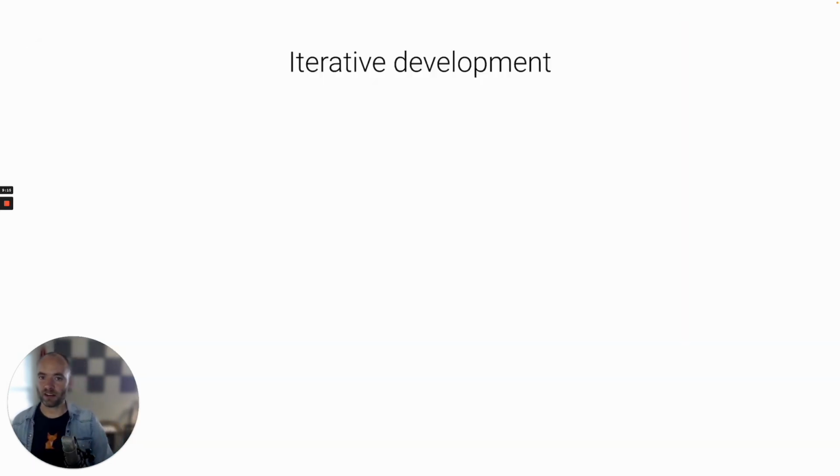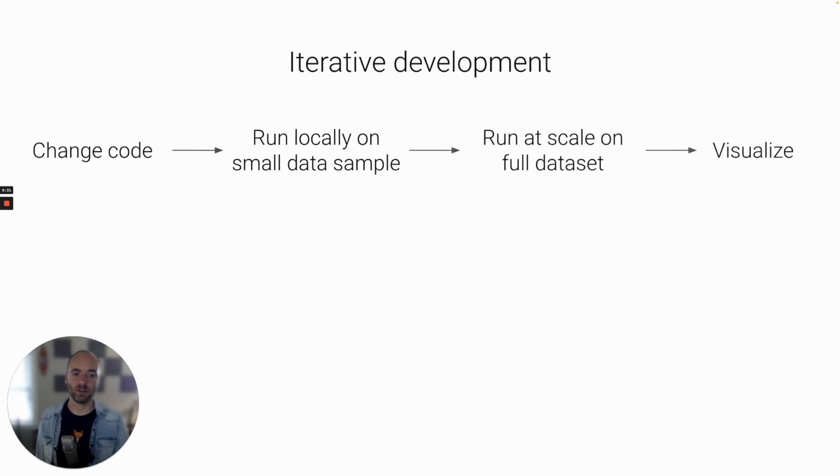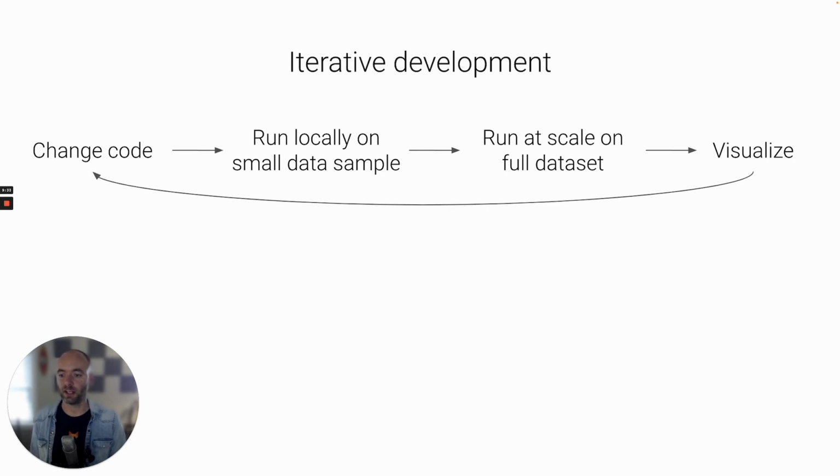Now you want to have an iterative development workflow where you change code and run your pipeline on a small amount of data, typically 1 to 10% of your dataset, locally to make sure that everything looks okay. And then you want to submit your job to run in the cloud, on the entire dataset. And eventually you want to visualize, and you want to keep doing this in the most efficient manner so that you can get your results faster.